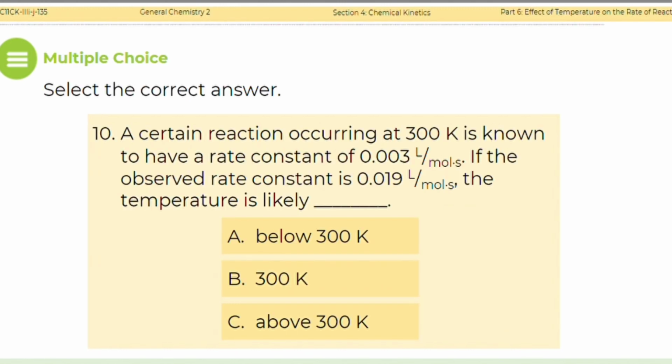And last but not the least, number 10. A certain reaction occurring at 300 Kelvin is known to have a rate constant of 0.003 liter per mole second. If the observed rate constant is 0.019 liter per mole second, the temperature is likely blank. Select the correct answer.